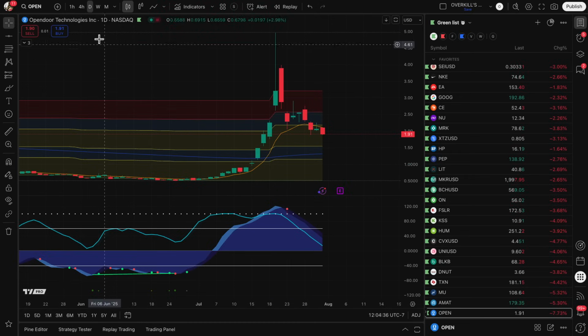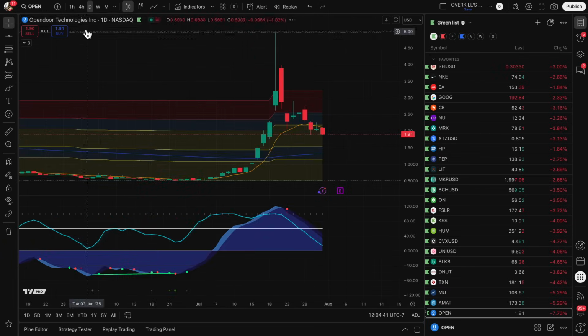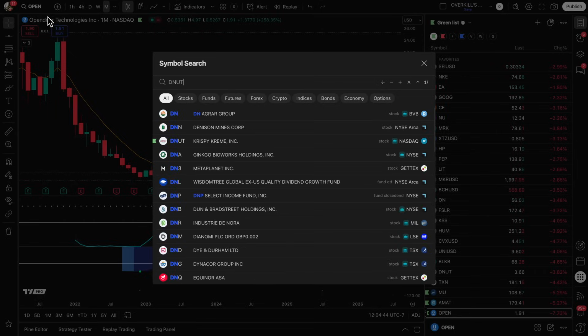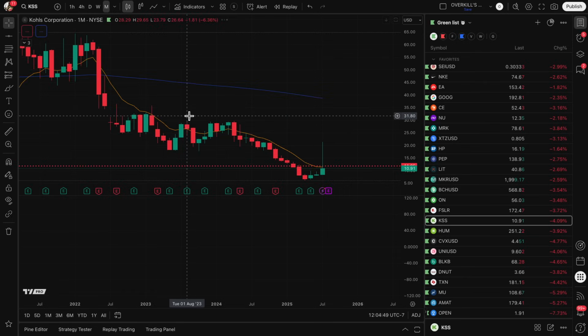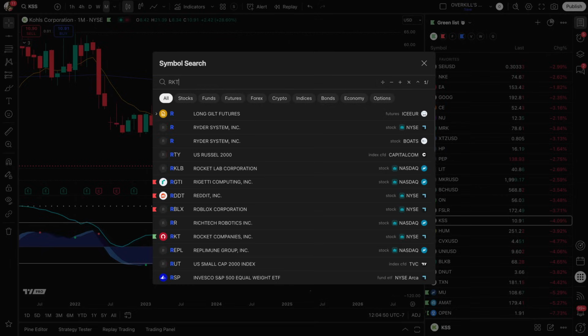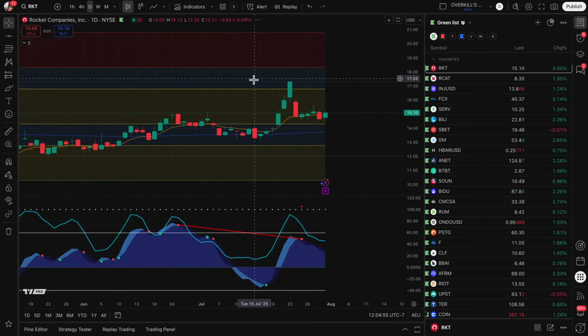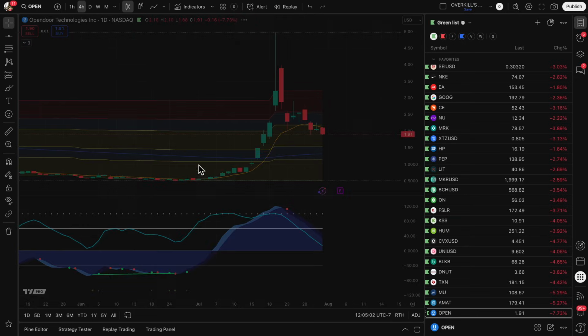So Opendoor, we're looking for the daily or the 4-hour dot. Daily or 4-hour dot, that'll be the place to enter. It does have the green monthly, which is great. This one, DNUT, Kohl's, and RKT, Rocket Mortgage, all had really, really big moves this month, and they all have pulled back a little bit here into the end of the month.